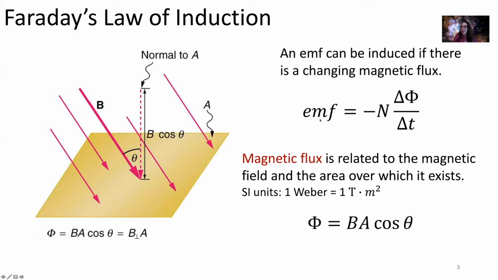So Faraday's law, this EMF, this electromotive force induced, is equal to minus the number of turns in a coil of wire, let's say, times the change in magnetic flux over time. Now, magnetic flux, as we just explained, is related to the magnetic field and the area over which it exists. The unit of magnetic flux is 1 Weber, or sometimes that's also written as Tesla meter squared.